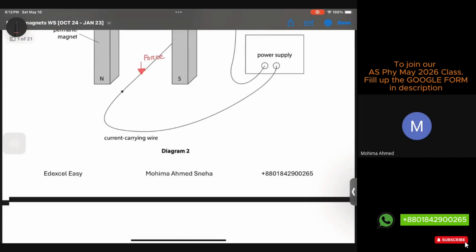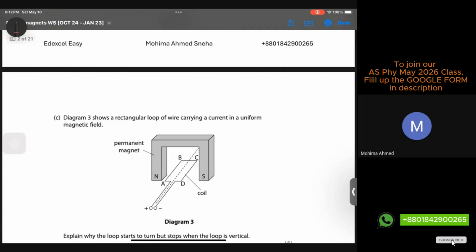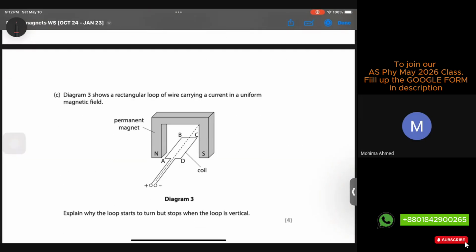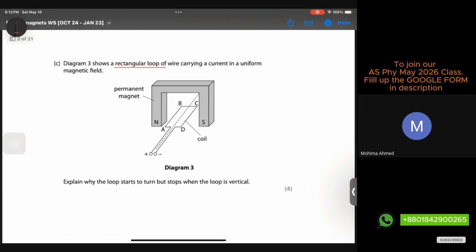Then if we move on to the next page, this is kind of a motor effect or generator. Figure 3 shows a rectangular loop of wire carrying a current in a uniform field. Explain why the loop starts to turn but stops when the loop is vertical. It starts to turn but stops when the entire loop is vertical.